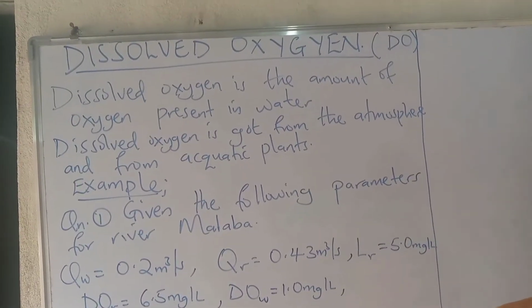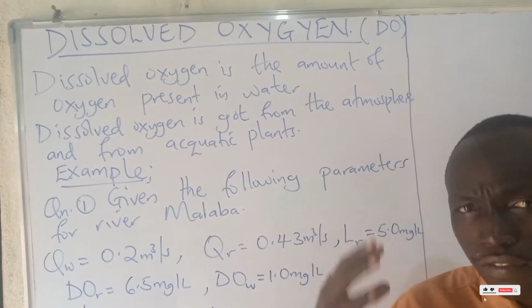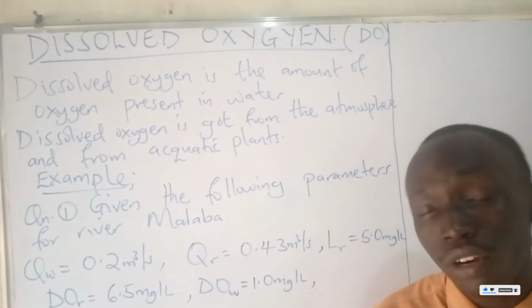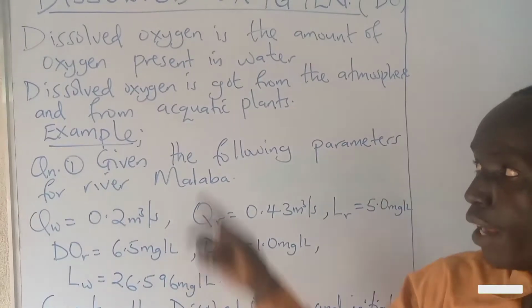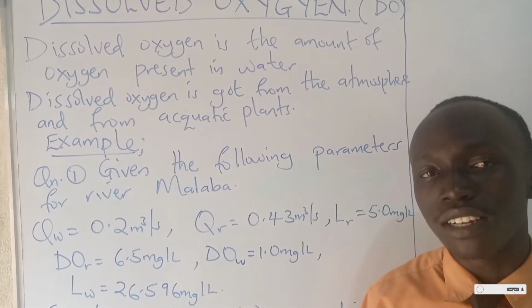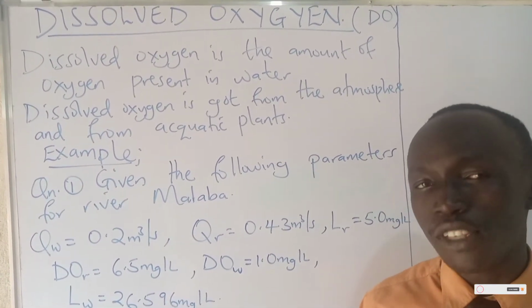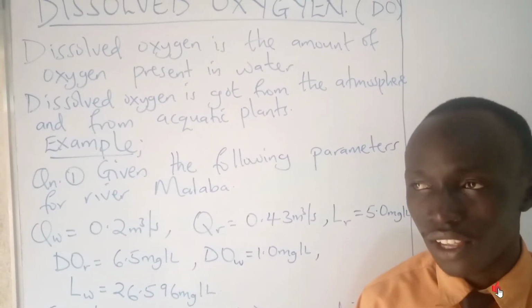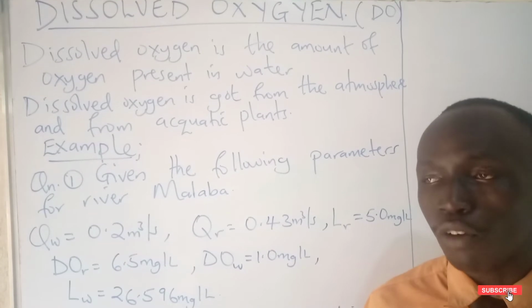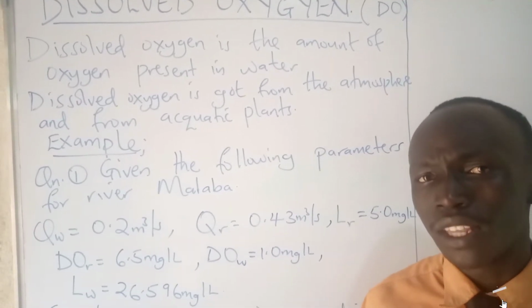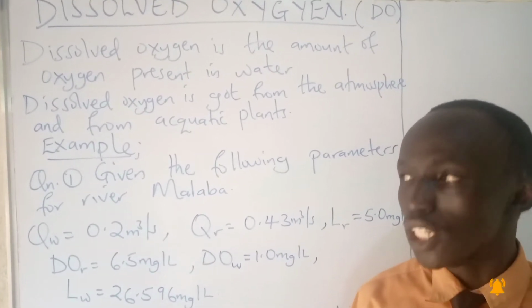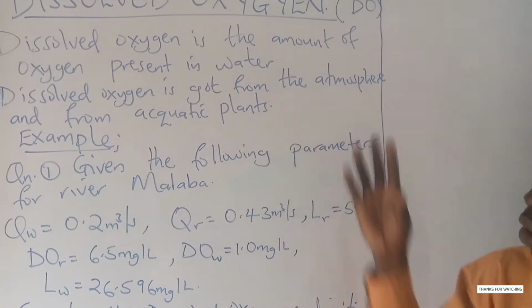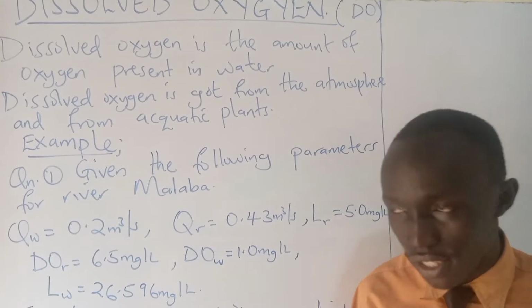So when there is re-aeration from the atmosphere, it increases the amount of dissolved oxygen in the river or the channel. Also from aquatic plants, when plants carry out photosynthesis, they use carbon dioxide and produce oxygen. So in that process, they increase the amount of oxygen in the water. That amount of oxygen in the water is called dissolved oxygen.